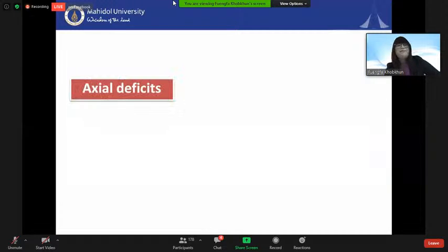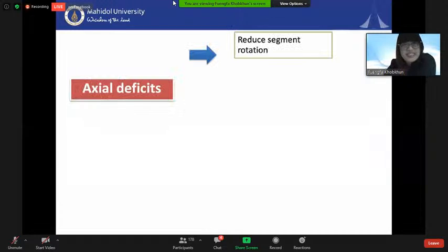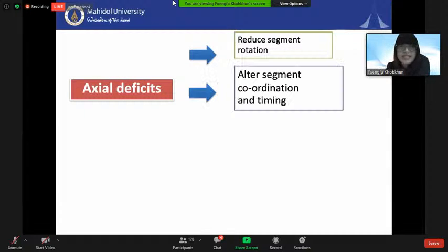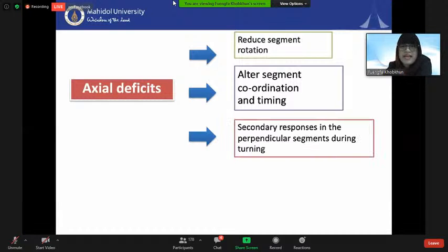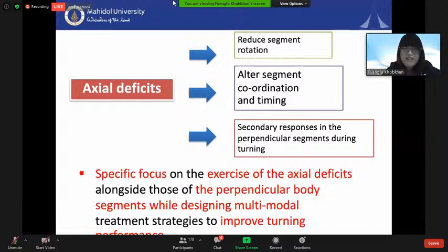I believe that axial deficit leads to reduced segment rotation, untouched segment coordination and timing, and it leads to secondary responses in the perpendicular segments during turning. So I think if I focus on the axial deficit, turning performance in PD will improve.